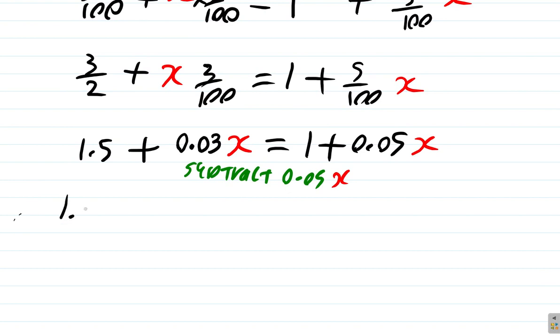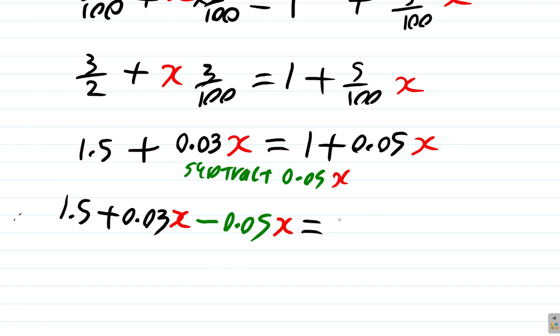You will have 1.5 plus 0.03x. You're subtracting it from the left. So you minus 0.05x. You see that? Equals. You have 1 plus 0.05x. Well, you're subtracting now. Minus 0.05x. Now what you notice happen?